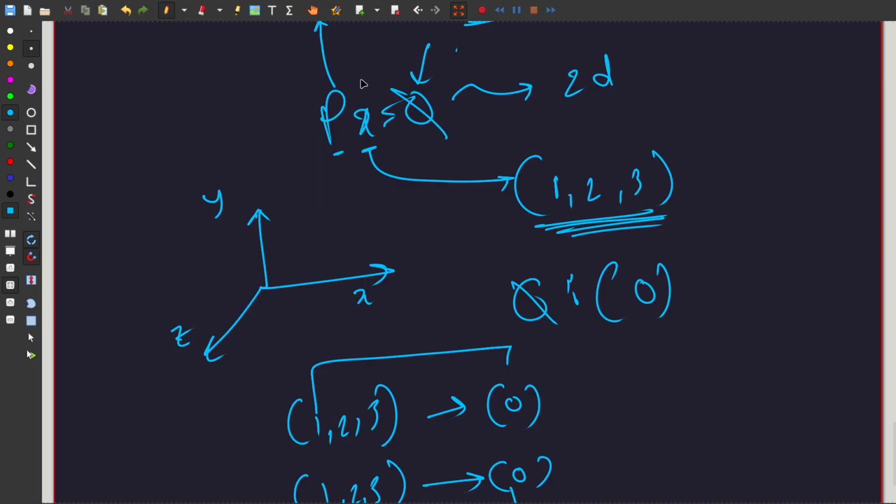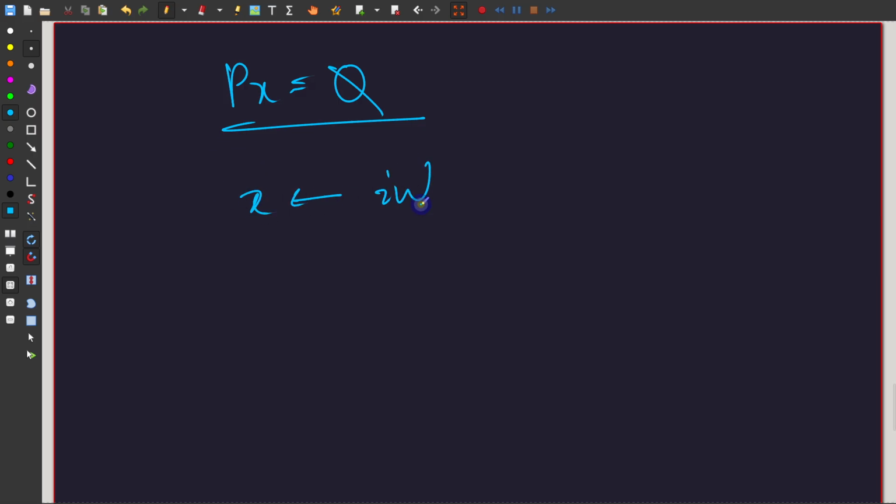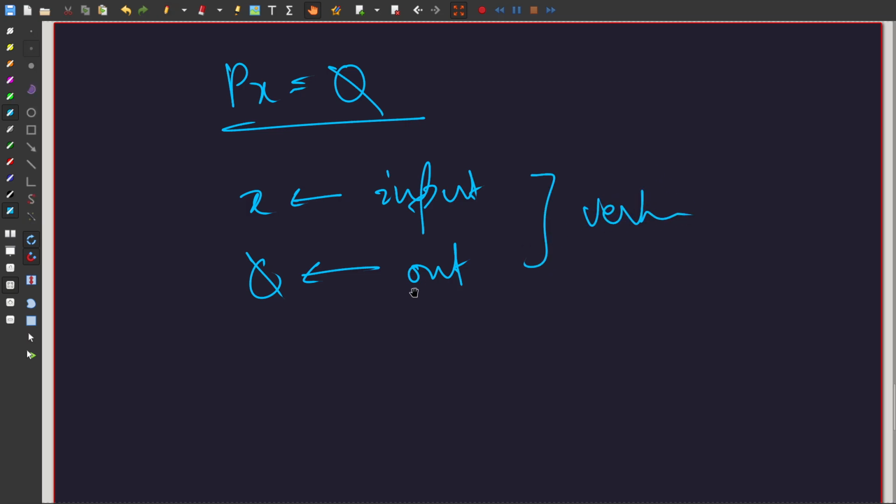X is whatever the input is. So yeah, this is another sort of thing. Of course, I'm sort of jumping around, but the idea is, if I'm writing Px equal to Q, now X is in fact whatever the input is, right? Now Q is whatever the output is, and both of these are vectors, right? That is how we generally look at them.